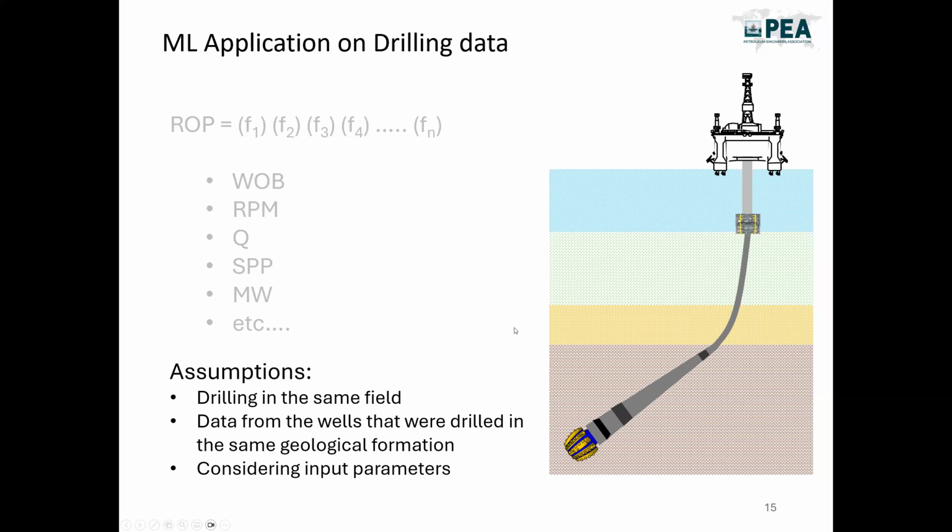And I'm considering just input parameters. The input parameters are weight on bit, RPM, and flow rate. These are the three parameters that the driller can directly impact. I also added the standpipe pressure, which is linked to the flow rate. Definitely, from upfront, I know that if I develop an ROP model using machine learning techniques with these four parameters, it's not going to be that accurate. But in the short time that we have, at least I can show you how this is going to work.